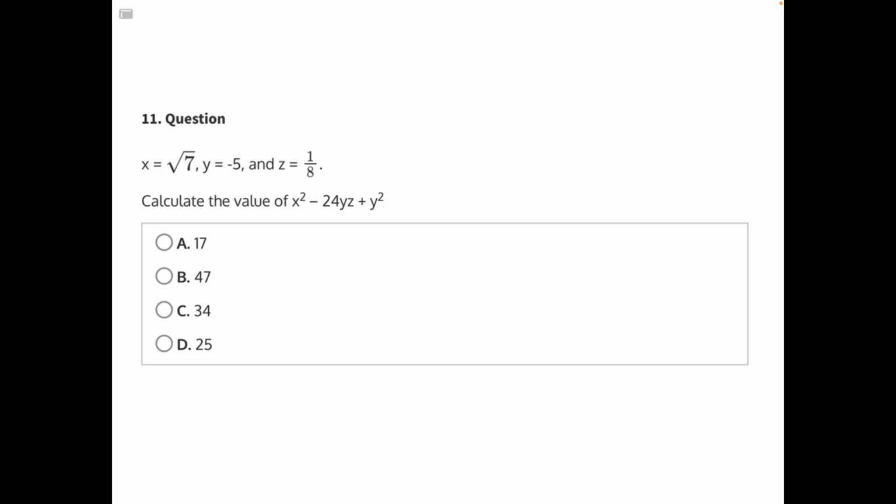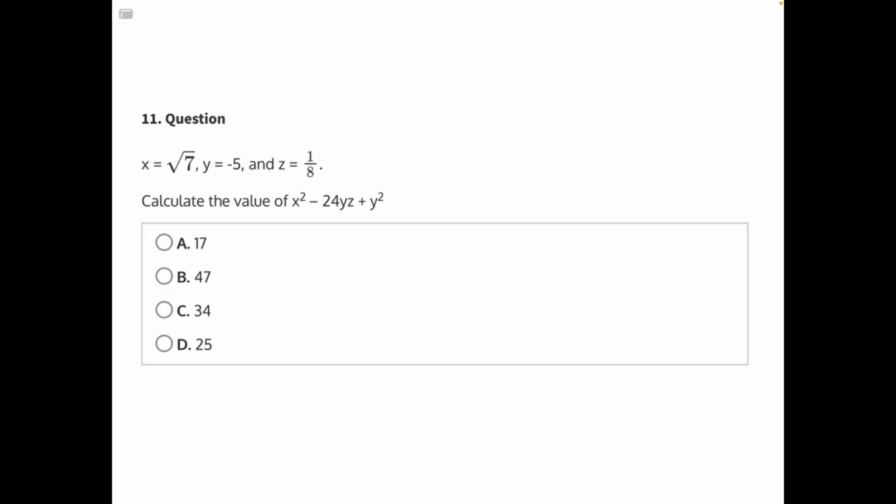x equals the square root of 7, y equals -5, and z equals 1/8. With all of these values in mind, calculate the value of x squared minus 24yz plus y squared. To solve this, we need to perform a series of substitutions and then simplify.